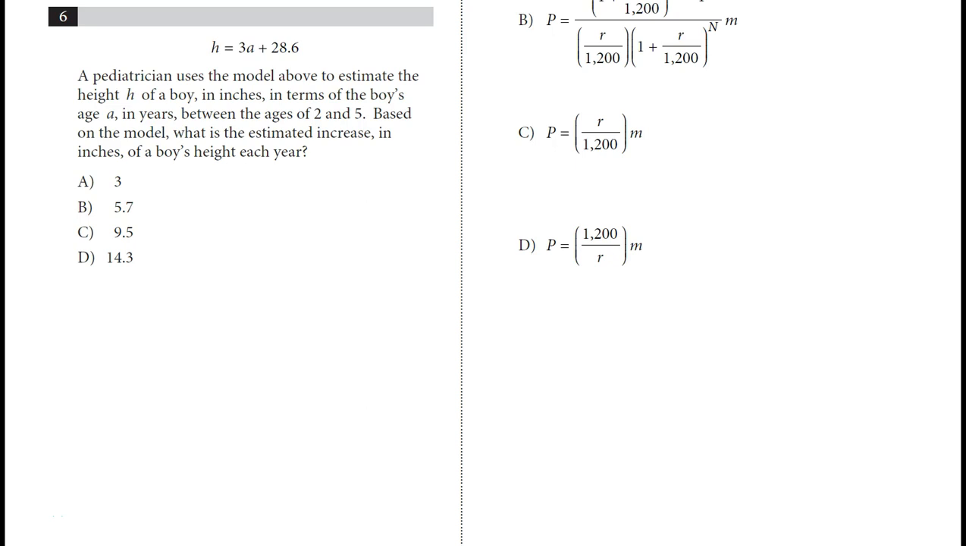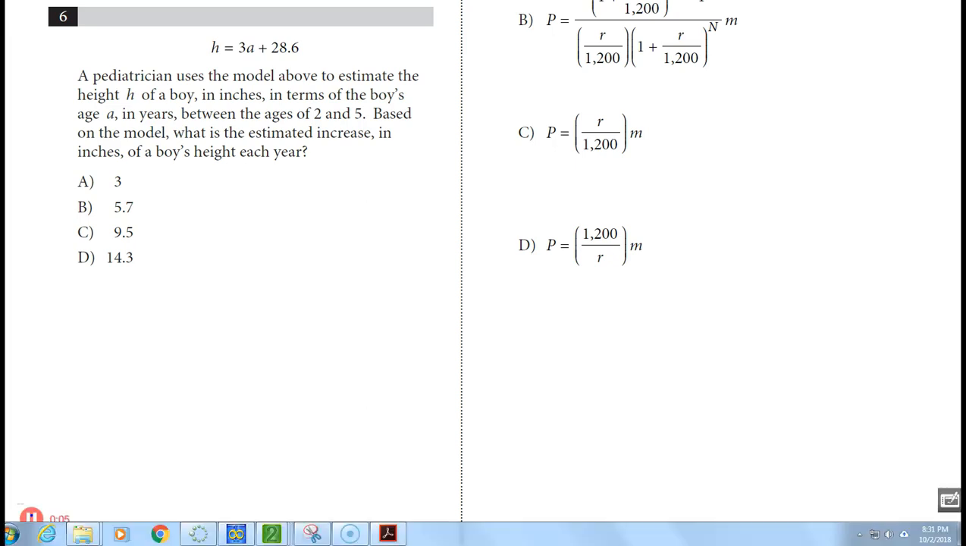Number 6, we have h equals 3a plus 28.6. Looks like we have a linear expression here. Let's read about it. A pediatrician uses the model above to estimate the height of a boy. So h represents the height. What are our units? Looks like we're looking at inches. So height in inches. In terms of the boy's age, so a represents the age in years.